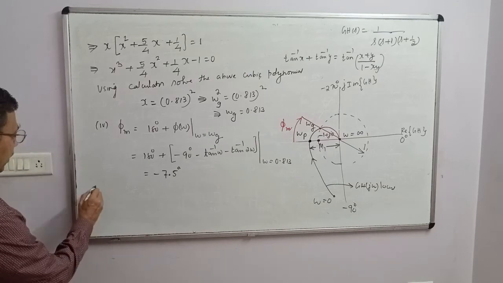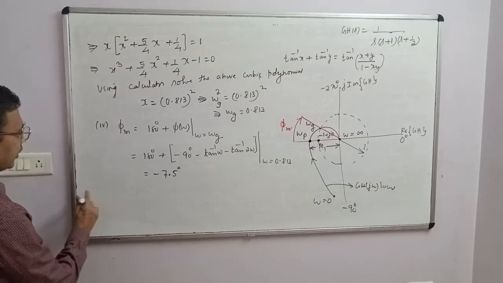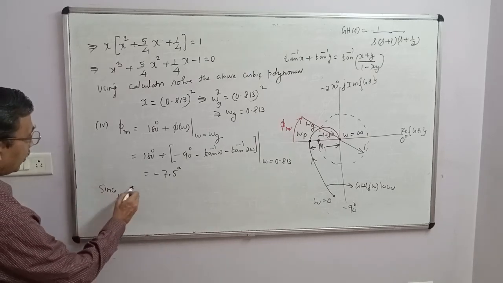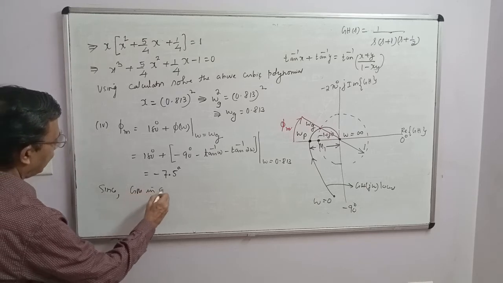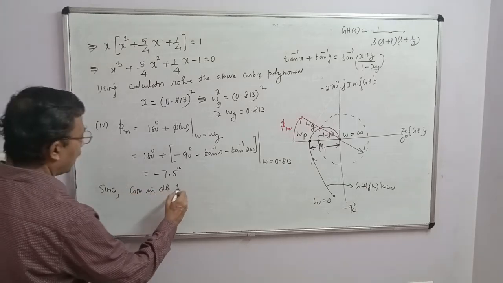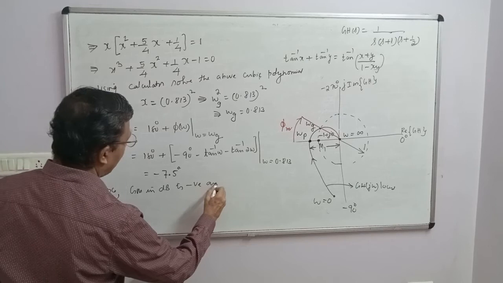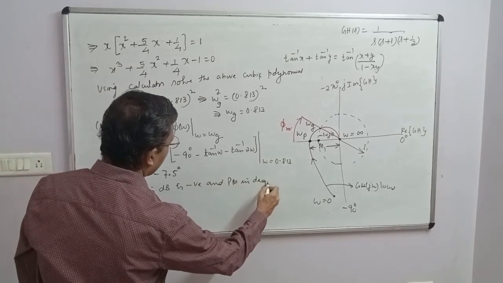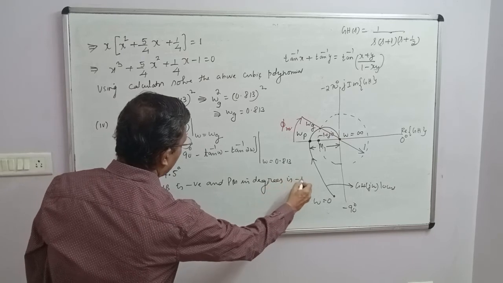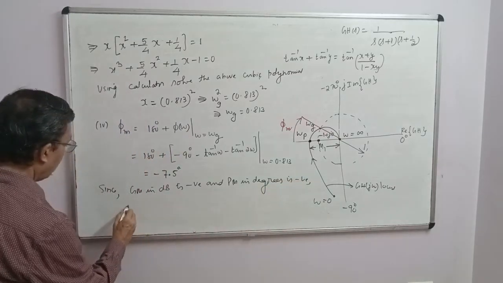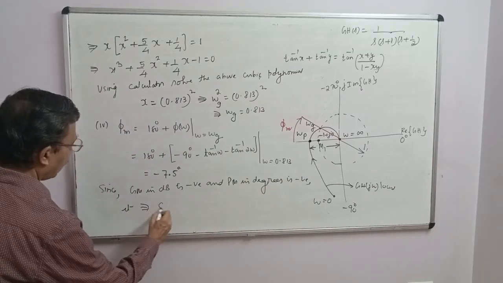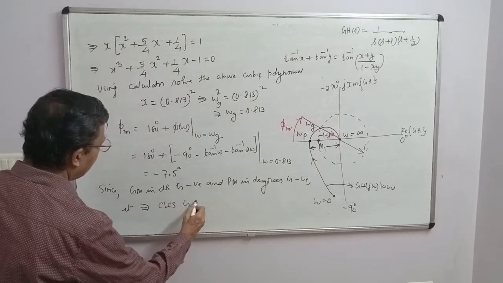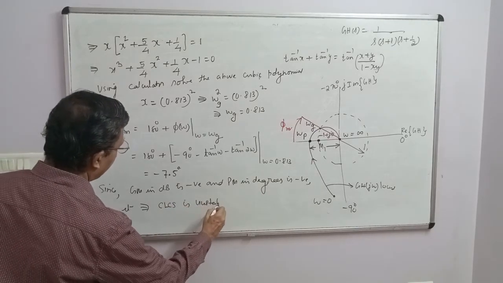Since GM in decibels is negative and PM in degrees is negative, it implies the closed loop control system is unstable.